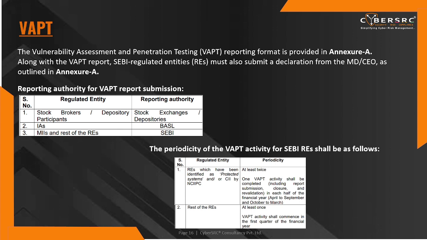Apart from CII or protected systems, the rest of the regulated entities must conduct VAPT at least annually, and VAPT shall be commenced in the first quarter of the financial year.